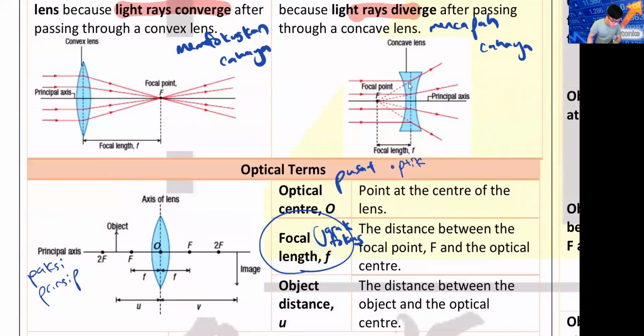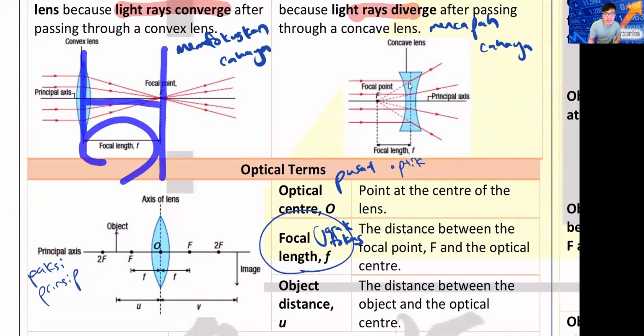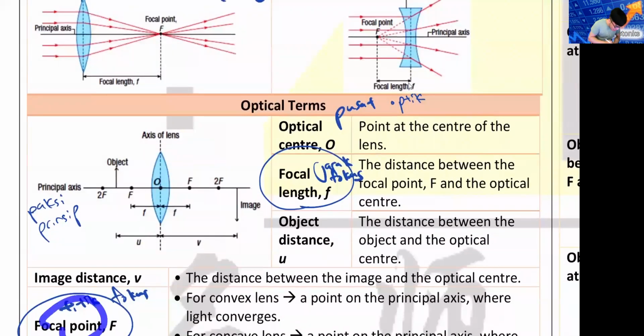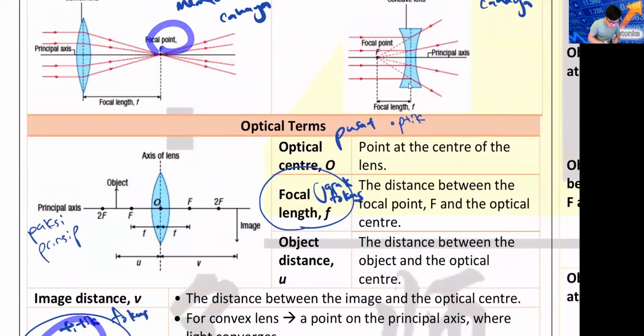Jarak fokus. That means the distance between the middle line and the focal point is your focal length. Jarak fokus. Don't get confused. One is the titik, the point, and one is the jarak, the distance. So every lens has a different focal point and focal length.